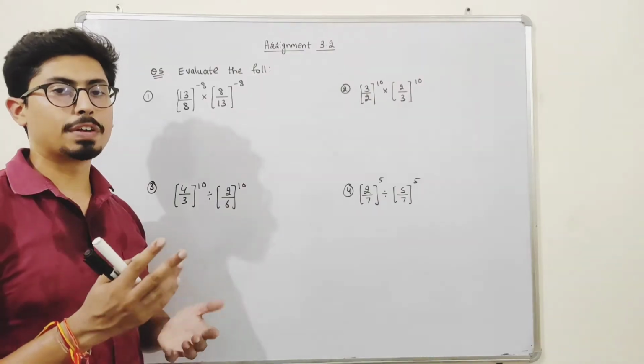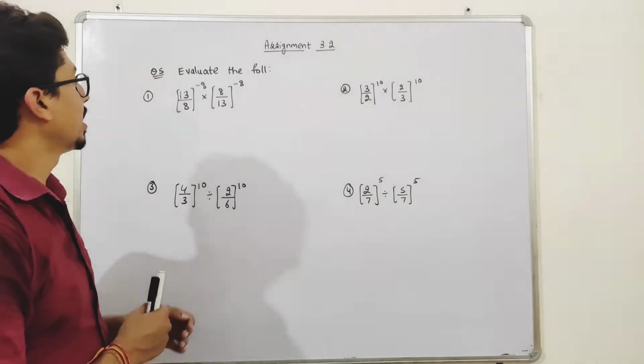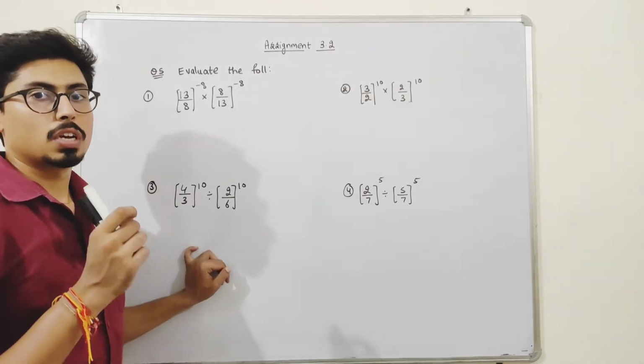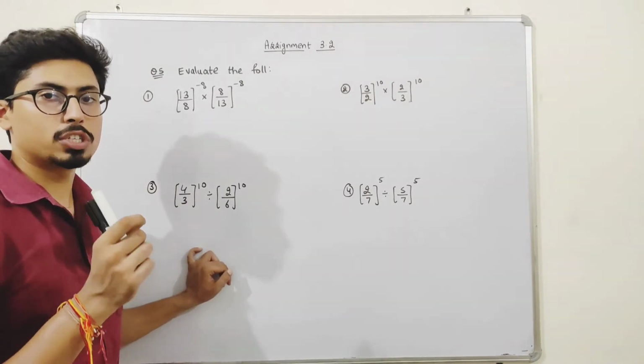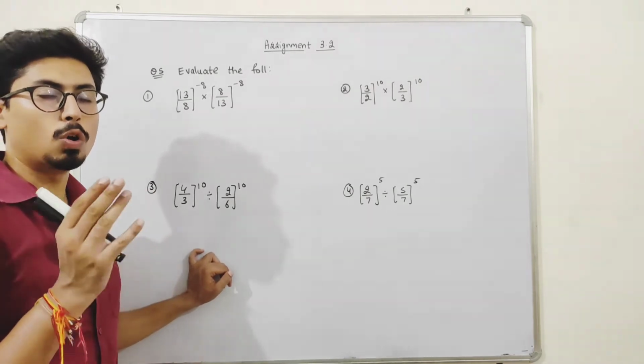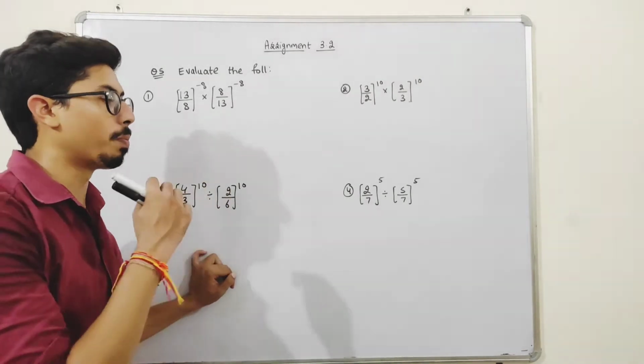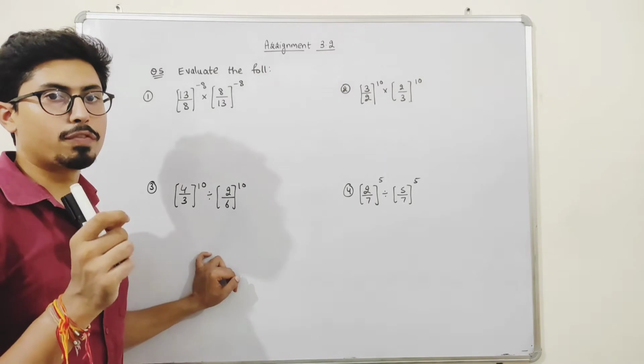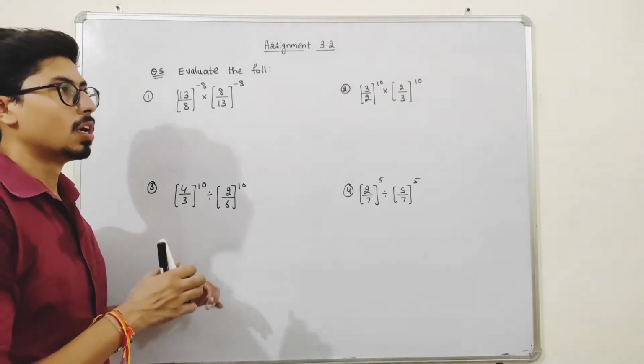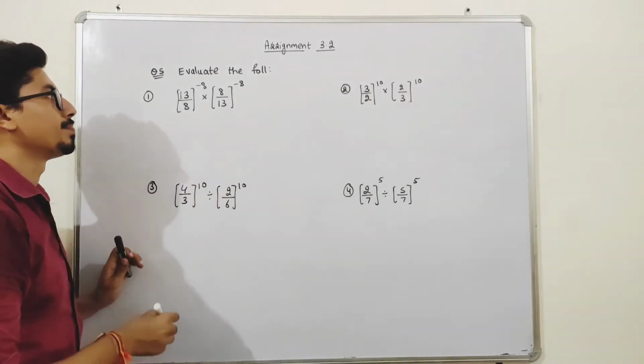Okay, students, now moving forward to the next question, that is question number 5. Students, question number 5 consists of 8 parts, out of which I am discussing the first 4 parts with you. Okay, the remaining 4 parts you have to do yourself. So the first part is this.